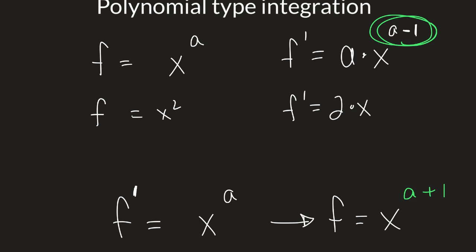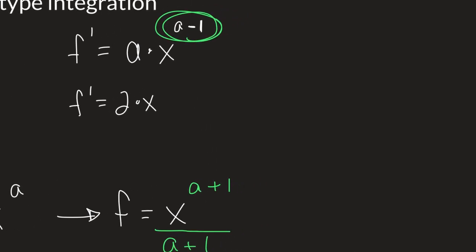sometimes called your integrand. But then in order to make it balance out, we also have to divide by that new power. So not only do we add 1 to the power of our original function, we also divide by that power in order to stay balanced, so that if and when we were to derive it again, we would get the same thing that we started with.